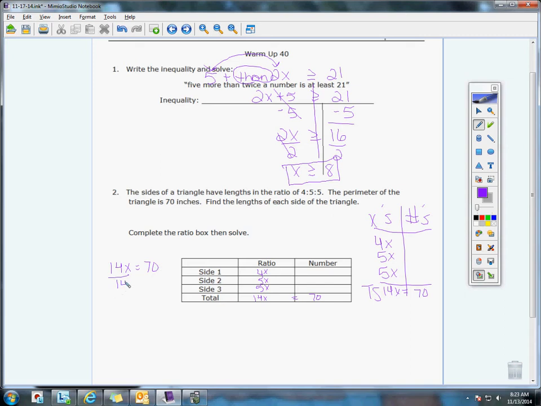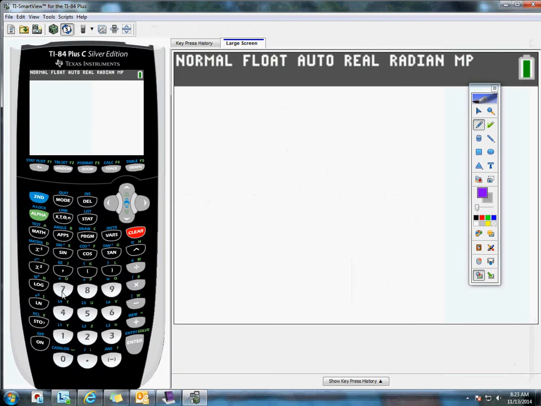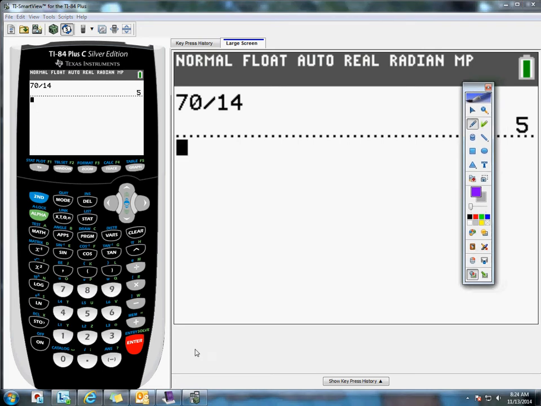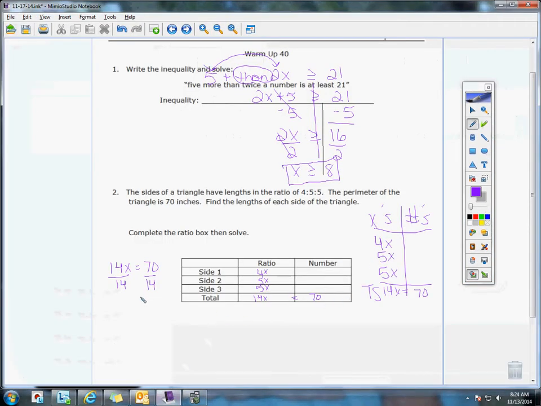Divide both sides by 14. So in your calculator, you'll just type in 70 divided by 14, and you get 5. So over here, we're just going to write that x is equal to 5. And once you know that, you just plug it back in. 4 times 5 is 20. 5 times 5 is 25. And again, 5 times 5 is 25. Add all those up, you get 70.